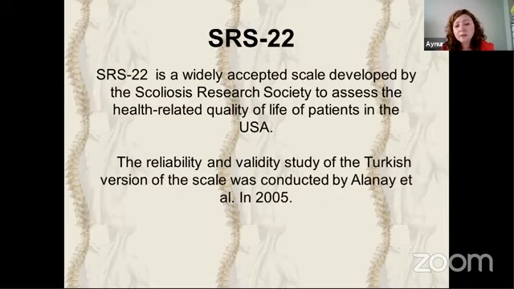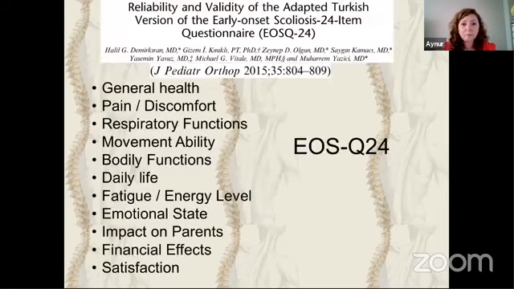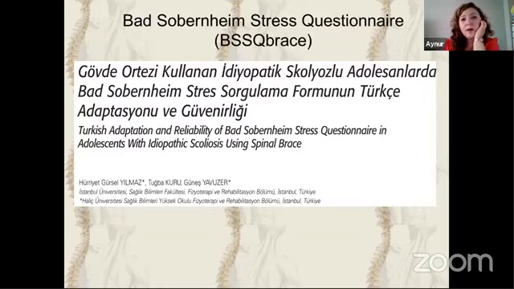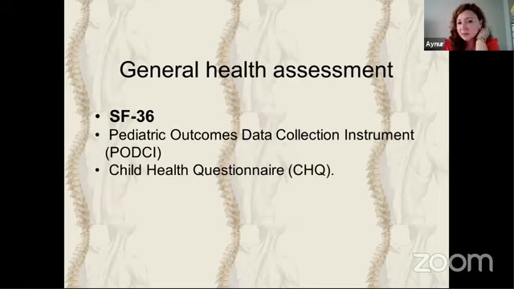SRS-22 is a widely accepted scale developed by the Scoliosis Research Society to assess the health-related quality of life of patients in the United States. The reliability and validity study of the Turkish version of the scale was conducted by Alanay et al. in 2005. It has subgroups. We evaluate pain, self-image, function, mental health, and satisfaction and dissatisfaction with management. In EOSQ-24, we evaluate general health, pain, discomfort, respiratory functions, movement ability, bodily functions, daily life, fatigue, energy level, emotional state, impact on parents, financial effects, and satisfaction. For braces, we use the Bad Sobernheim stress questionnaire. In general health assessment, we use SF-36.